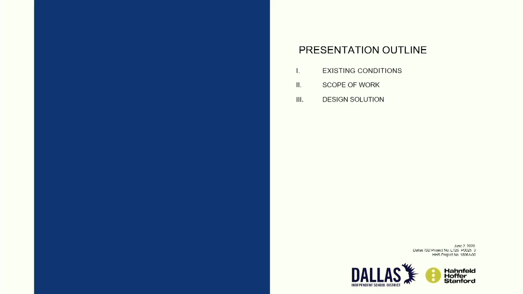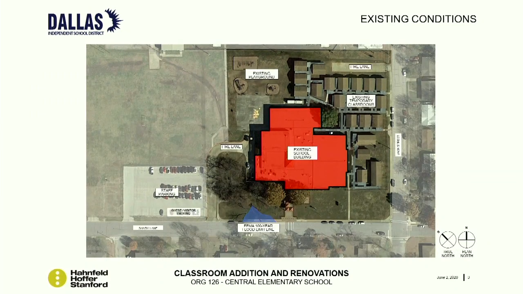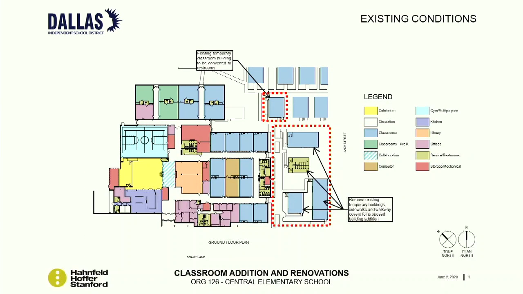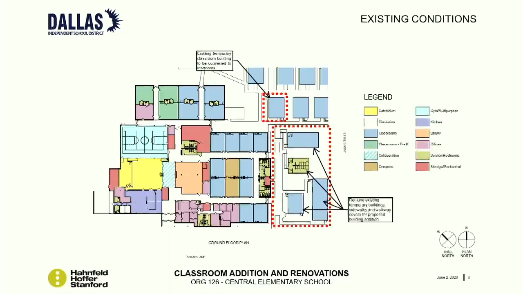So the existing conditions on the site, basically we've got the existing school in red. All the existing temporary classrooms are on the southeast side of the campus, and the playground is up on the northeast side. Our scope of work is primarily inside the red dashed areas, where we are going to remove the 4 portables to the southeast of the campus, and then take the 1 portable up there, or temporary, and convert it to restrooms to replace the restroom building we're taking out.